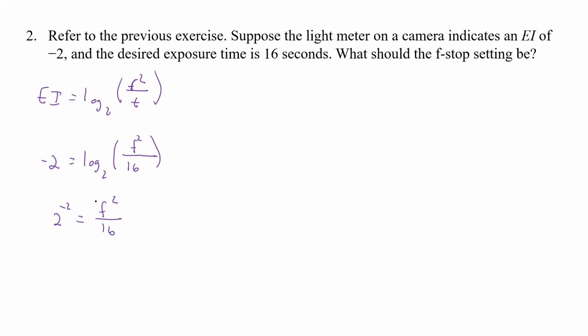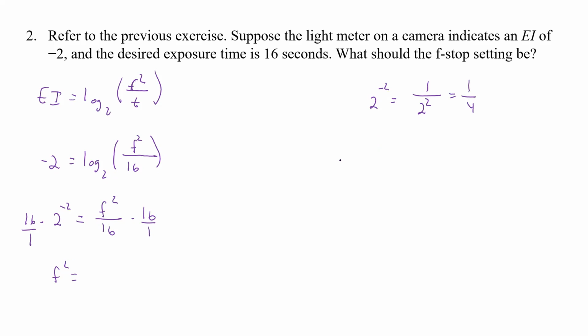Okay. Now we want F, so how do we get rid of 16? Well, we multiply by 16 over 1. So we're going to multiply by 16 over 1. And so then we get F squared equals, well, what's 2 to the -2 equal to? Well, if we take that to the denominator, that's 1 over 2 squared, which is 1 over 4.